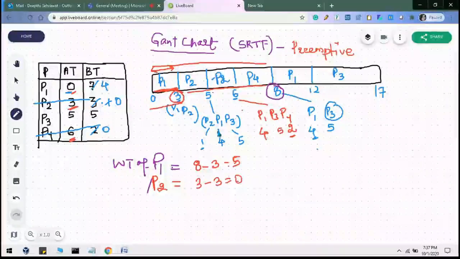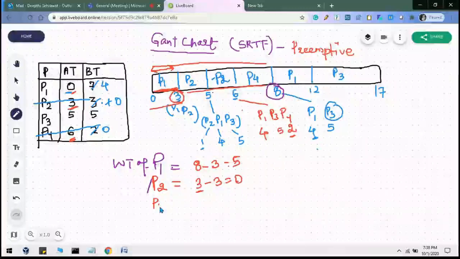Let me explain you once again. See, P2 got its turn after 3 milliseconds. So it has waited for 3 milliseconds. But if you talk about the question, this P2 has arrived at 3 milliseconds only. So actually it has not waited at all. So 3 minus 3 is 0 milliseconds.